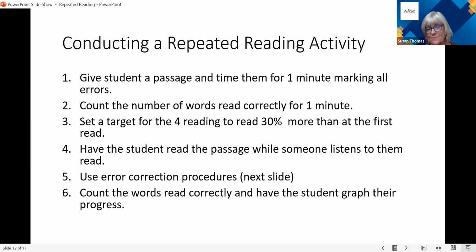And then you have the student read the passage while someone listens to them read. You're going to use error correction with them, and I'll talk about that on the next slide. And then they count their words and graph it like we talked about earlier. So they've got a goal for that week. And I say that week because I used to do mine by week for students. So once again, they read, you count their words read correctly, they graph it. That's the bottom line.